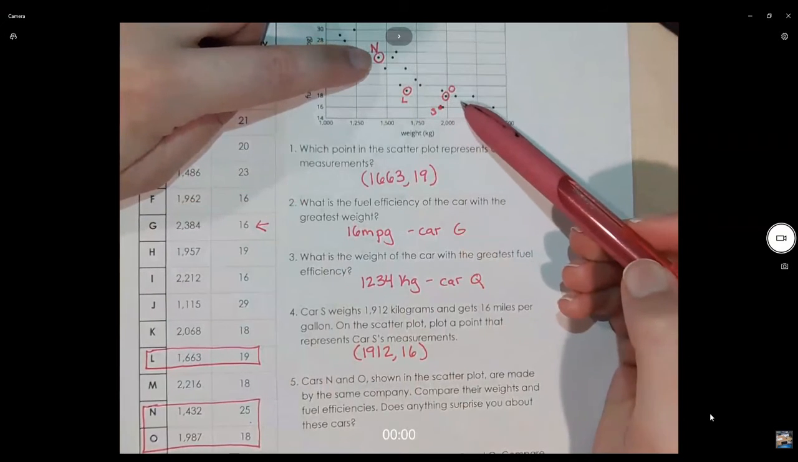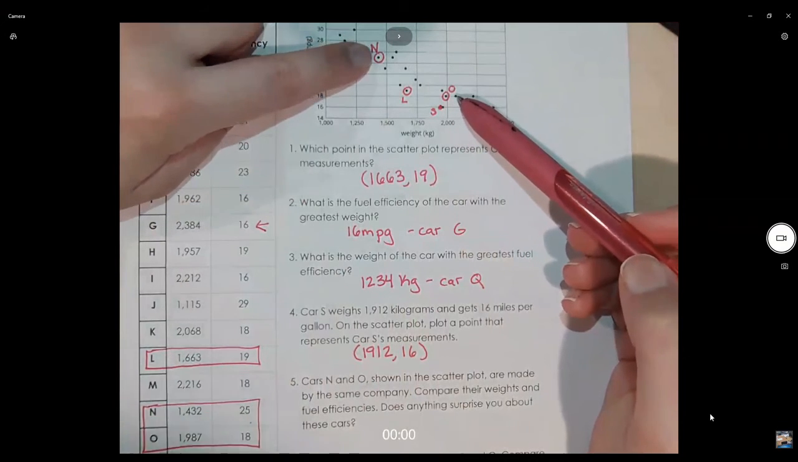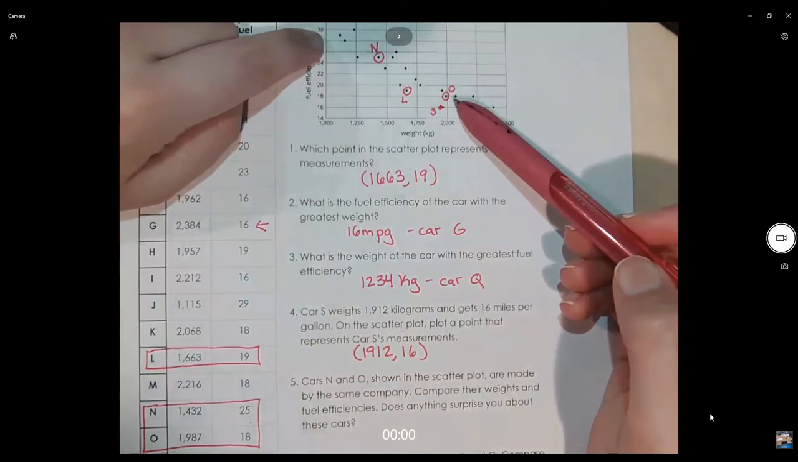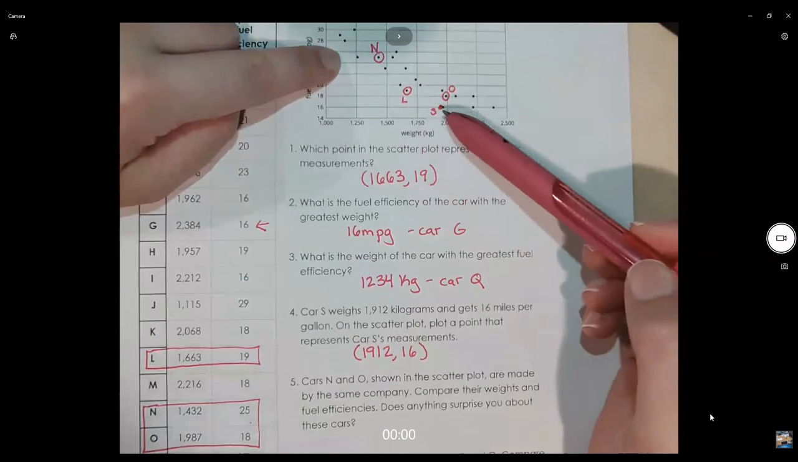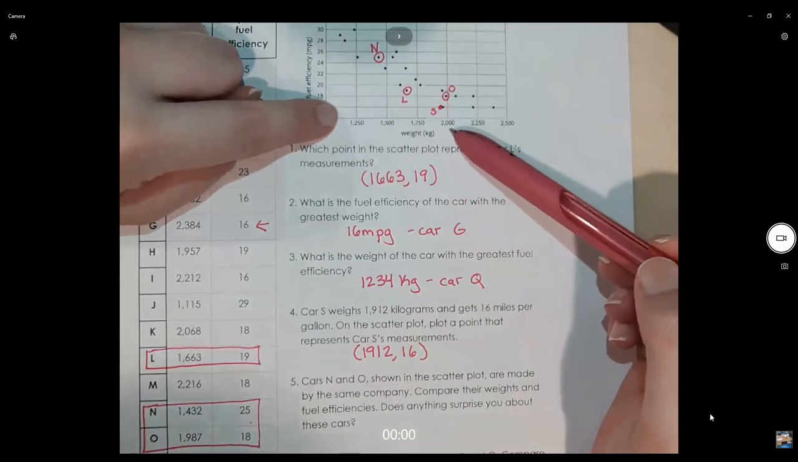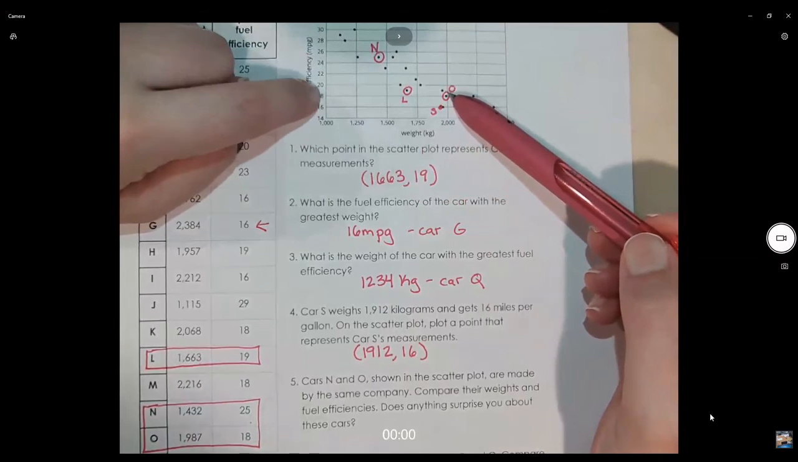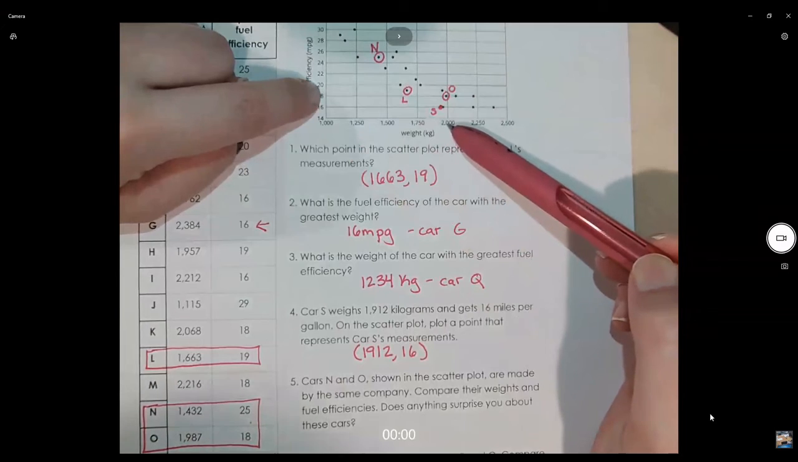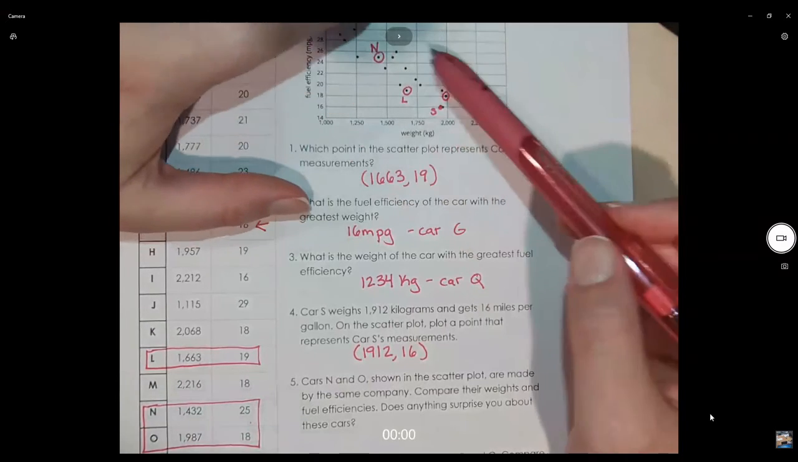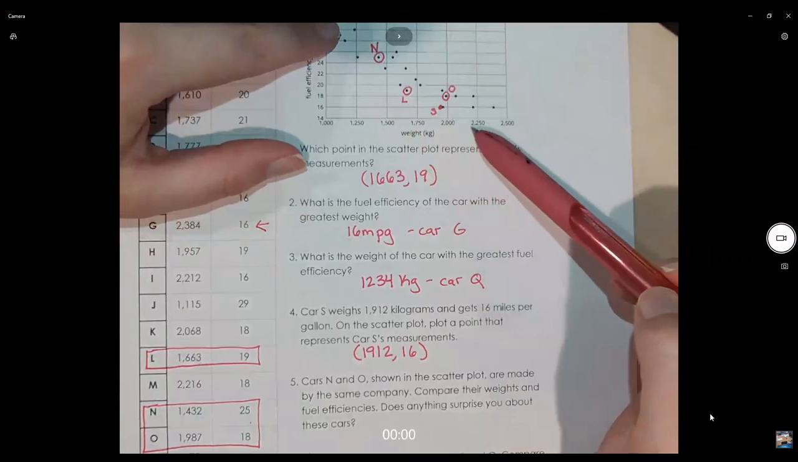So looking at these, I see that car N has a lower weight and a higher fuel efficiency, whereas car O has a higher weight and a lower fuel efficiency. So there's actually nothing unusual about these points, and they fit the trend of the data pretty well.